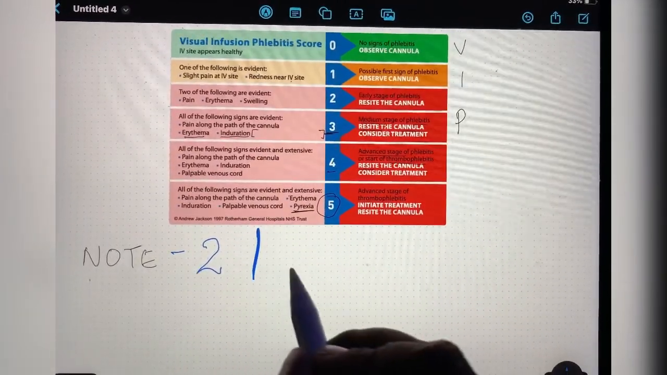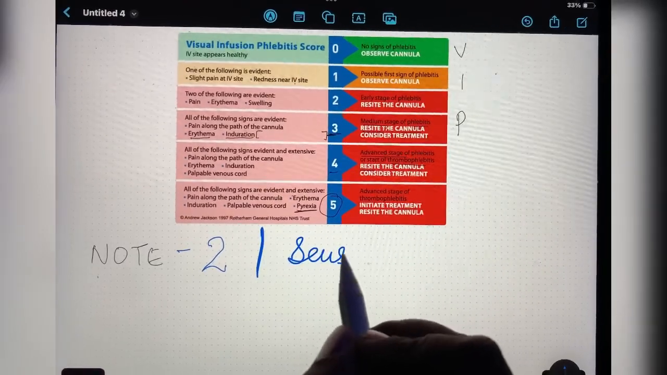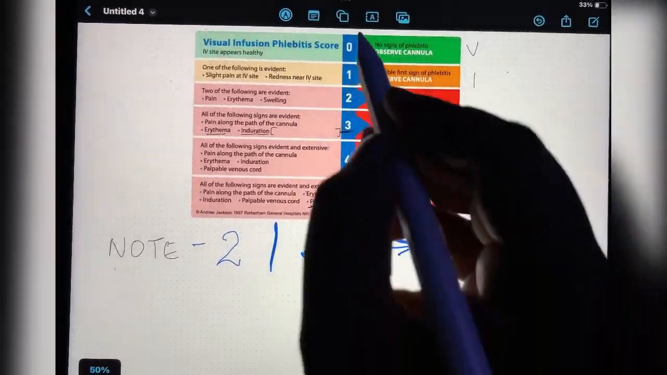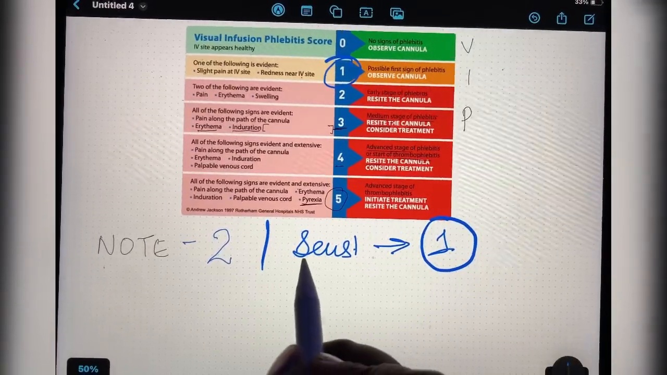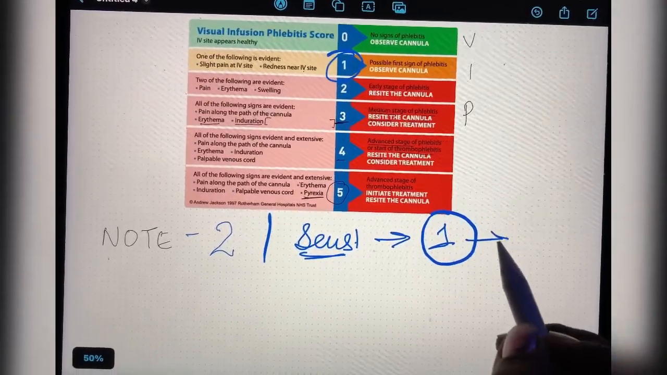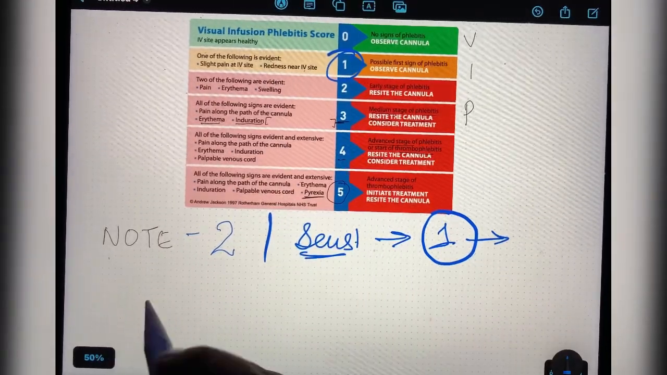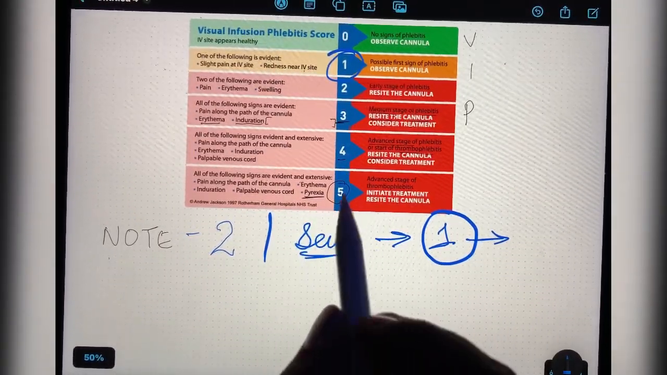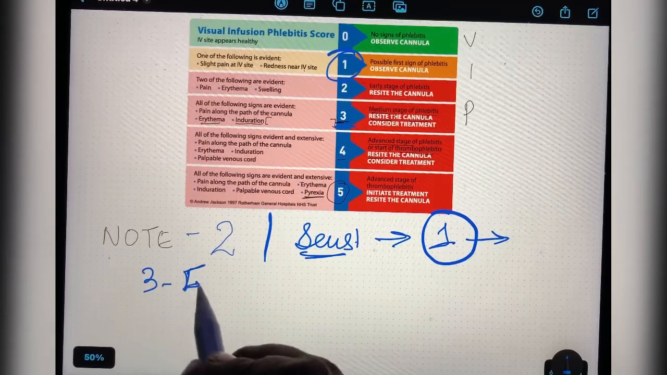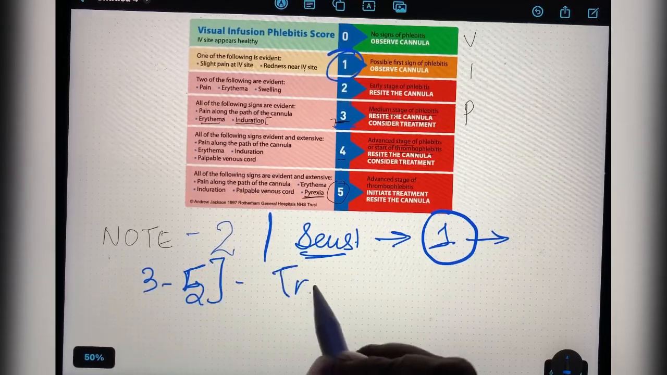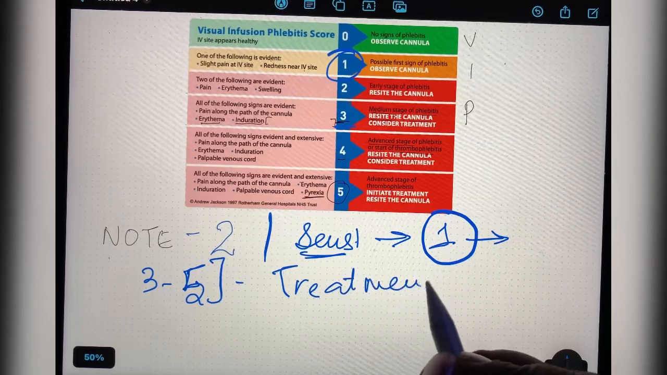But some patients are very sensitive. So if the patient is very sensitive, then on a score of 1 also, if my patient is complaining of only pain and is very sensitive, you need to change the cannula at 1 also. Another important thing is, if the patient is having a score of 3 to 5, you need to treat your patient for phlebitis. So treatment has to be given.